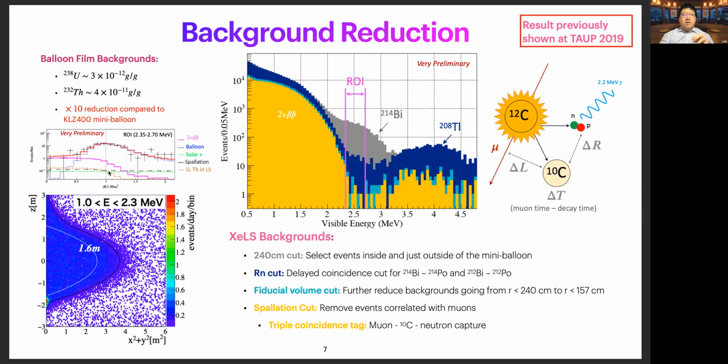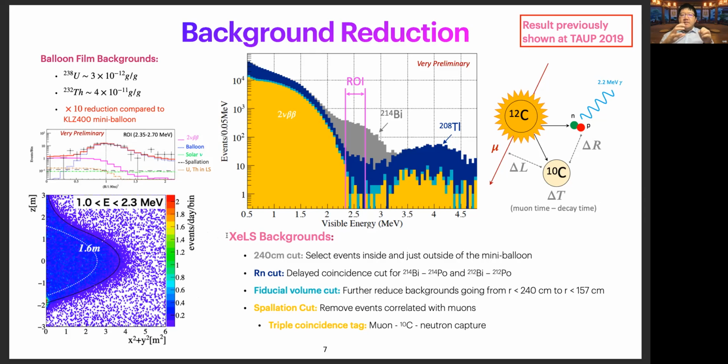Looking at this very preliminary fitting result, you will find that in KamLAND-Zen 800, the uranium and thorium contamination from the film actually goes below the solar neutrino floor. Thanks to this, within our region of interest, most of the events are now xenon-136 2-neutrino double beta decay events. After dealing with the balloon film backgrounds, the next important background to deal with is the xenon liquid scintillator background.